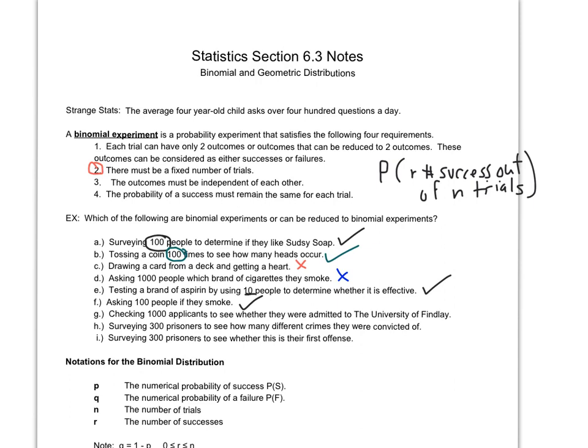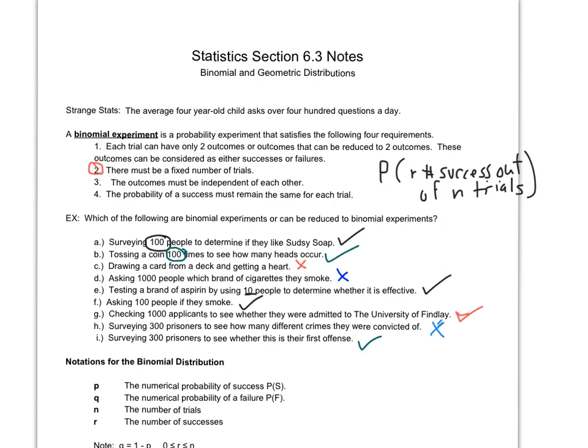G says checking the 1,000 applicants to see whether they are admitted to the University of Findlay. That's also a yes because there is some probability you get into the university, an acceptance rate or something. We ask a fixed number of people, and that stays the same for every person. Surveying 300 prisoners to see how many different crimes they were convicted of, this would be no, because there are more than 2 crimes. Now, if you look at I, it's kind of a spin on that. It says surveying 300 prisoners to see whether this is their first offense. Well, that would be okay, because it either is their first offense or it is not.